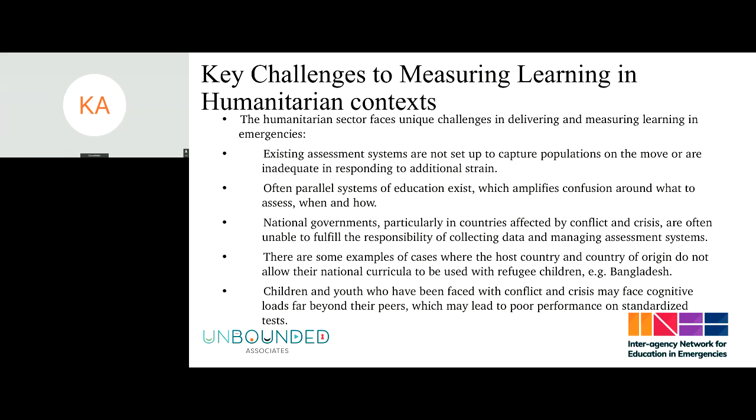There's also parallel systems of education, which amplify the confusion on what to assess, when and how. Some populations might get assessed too much and some not at all, which still doesn't provide a good picture of learning outcomes. National governments, especially those in countries affected by conflict and crisis, see this as a very low priority when education provision is a challenge at all.